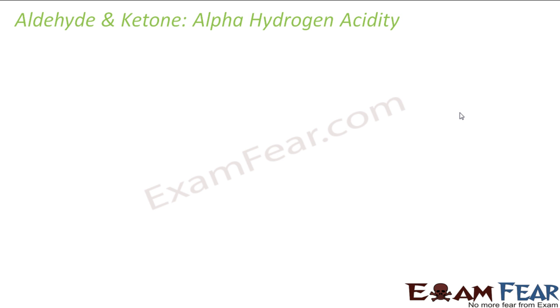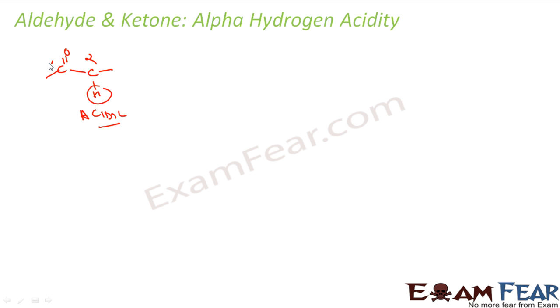Now we'll talk about the acidity of alpha hydrogen. It has been seen that the alpha hydrogen in aldehydes or ketones is acidic. They are acidic because of the strong electron withdrawing effect of the carbonyl group and also the resonance stabilization of the conjugate base. For example, this is my ketone or aldehyde, so this hydrogen is my alpha hydrogen. Correct? And this is acidic.